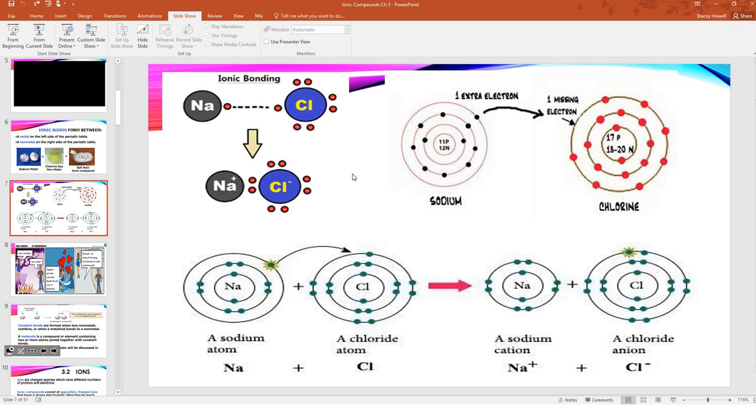Okay, so we are able to depict things visually a lot of different ways. The first way is just to show the outer shell electrons and show what's happening to them as this comes together as a plus and a minus. When it's ionic bonds, this is really not a bond right here.